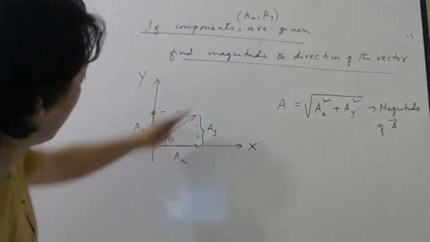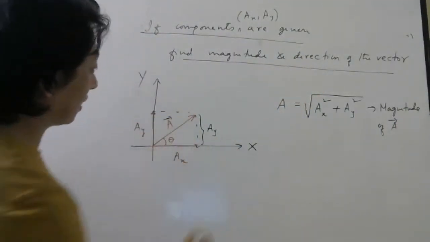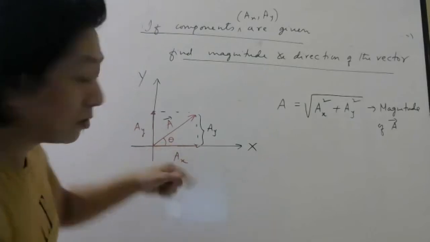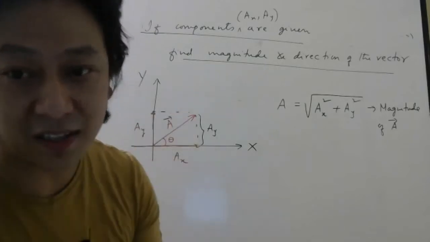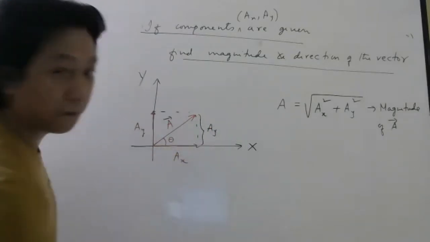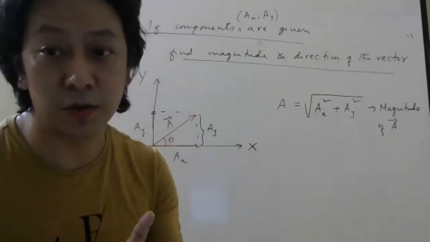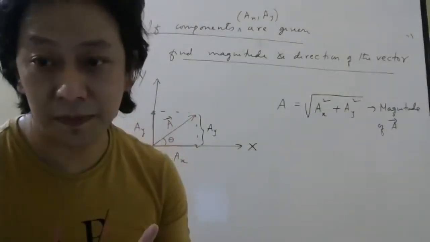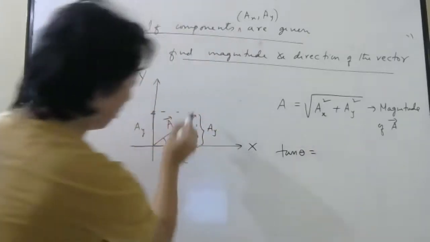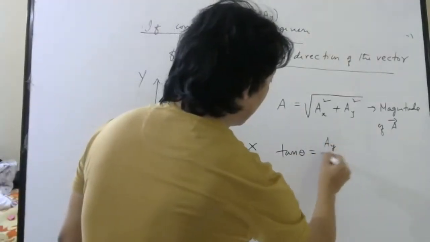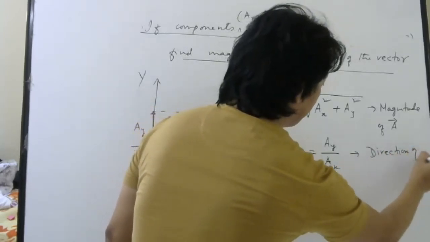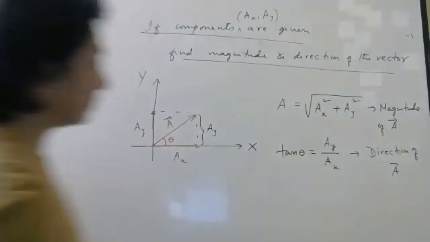Now I want the direction of a bar, this vector. So I want this theta in terms of ay and ax. Can you tell me how I should represent it? Should I use sine theta or cos theta or tan theta in order to write this theta in terms of ay and ax? Remember, only ax and ay are given to you. Tan theta we have to use. So if I use tan theta, I can write opposite side is ay, adjacent side is ax. This will give me the direction of a bar.